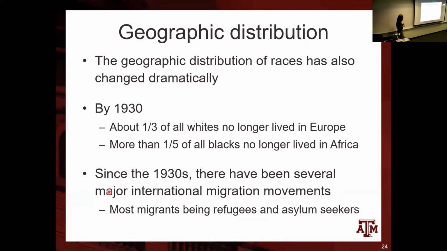Since the 1930s, there have been several international migration movements, more of them forced migration. So refugees and asylum seekers, because of war, because of persecution, because of violence, because of poverty, people decide to move from one country to the other, seeking better living conditions in other places, right? So they seek refuge and asylum in other places.